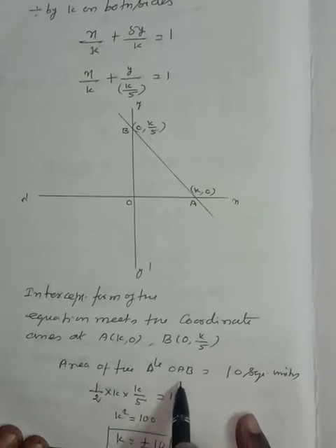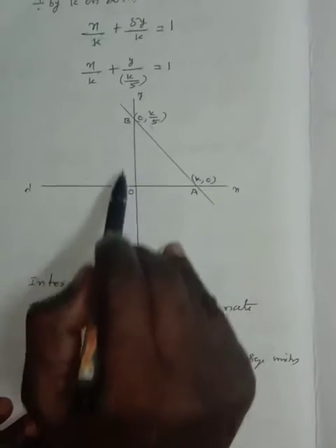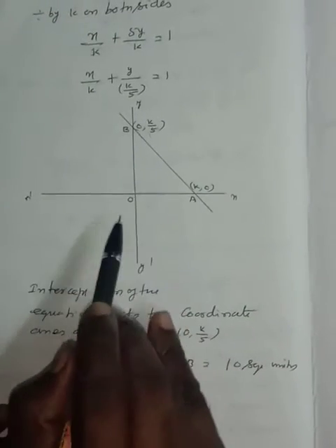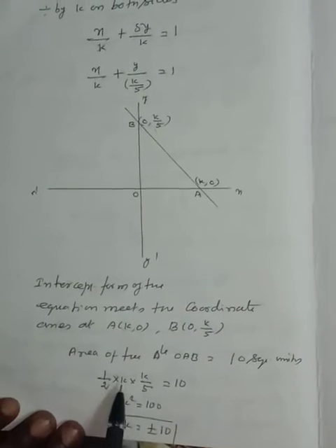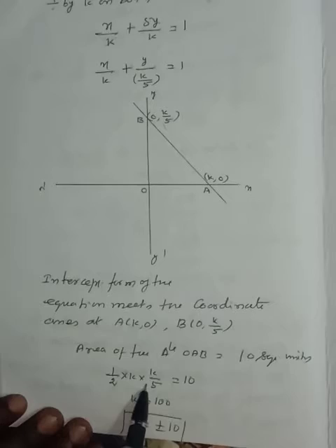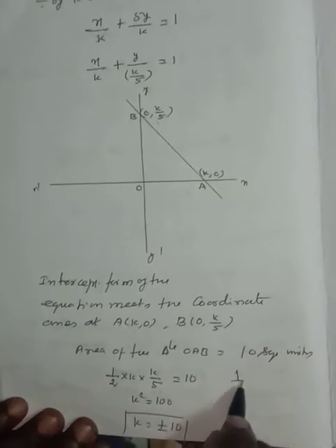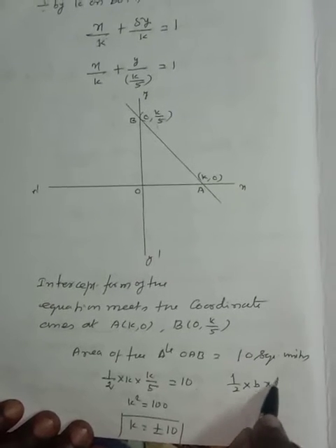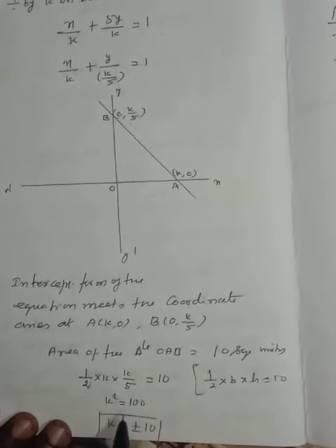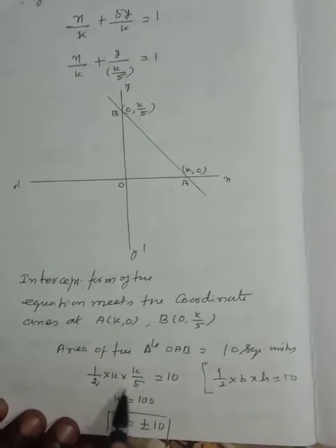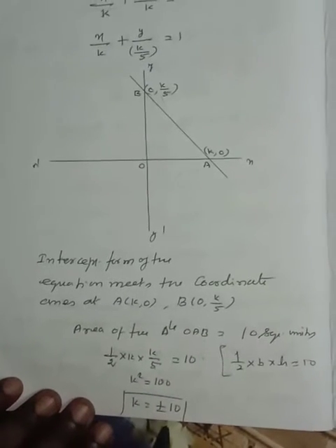The area of triangle OAB is given as 10 square units. The area of the triangle OAB is half into base into height. So half into base k into height k by 5 is equal to 10. Now k into k is k square, 2 fives are 10, and cross multiplying we get 100. So k square is equal to 100, k is equal to plus or minus 10.